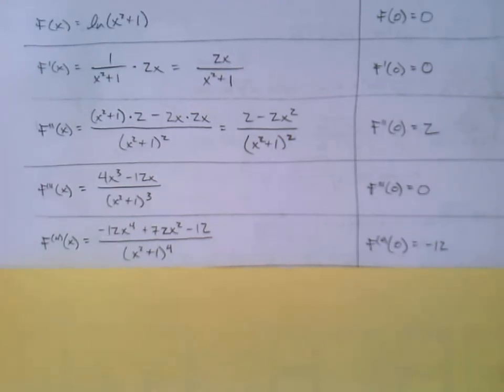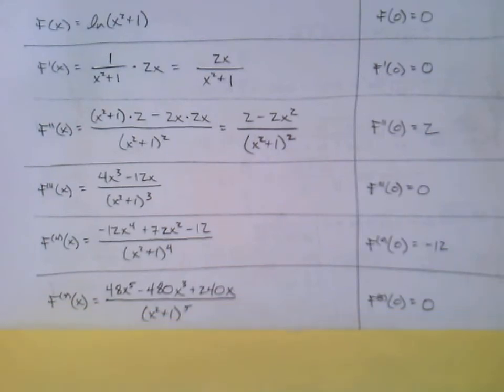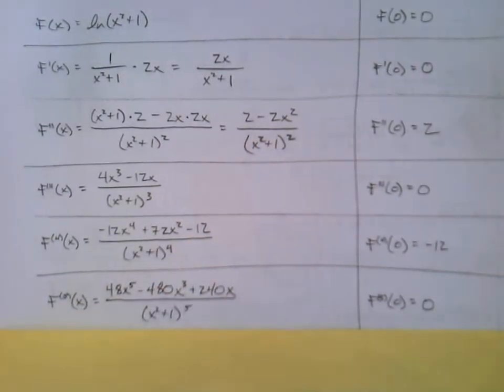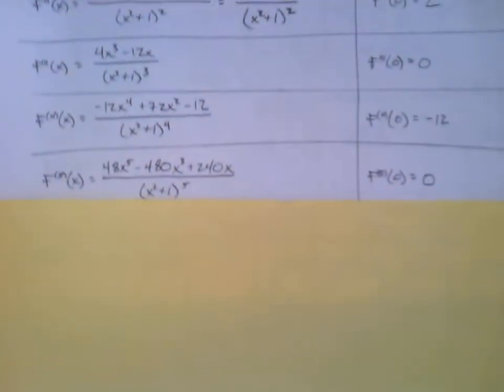So let's keep going. Oh man, okay, so another big quotient rule. The fifth derivative, you can barely see that little 5 right there. The fifth derivative, 48x to the fifth minus 480x to the third plus 240x. Let me pull this up a little bit higher.